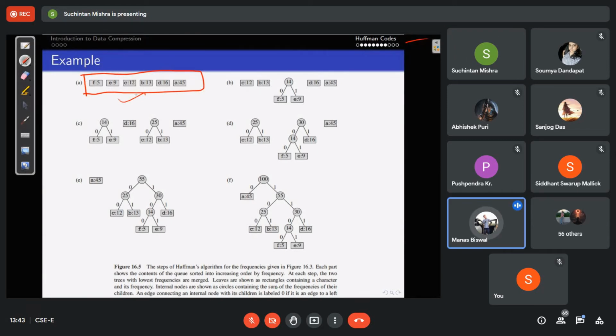Sir, what are those 0, 1, 0 and 1 on the branches? I will tell you once you come up with the tree. Okay, sir. Try to complete the tree.